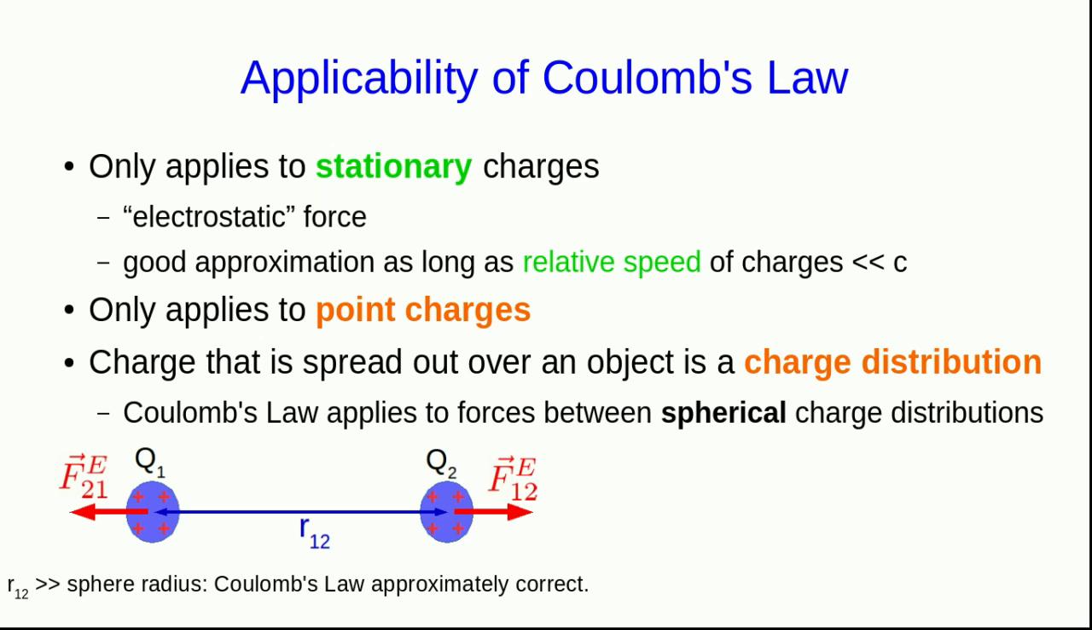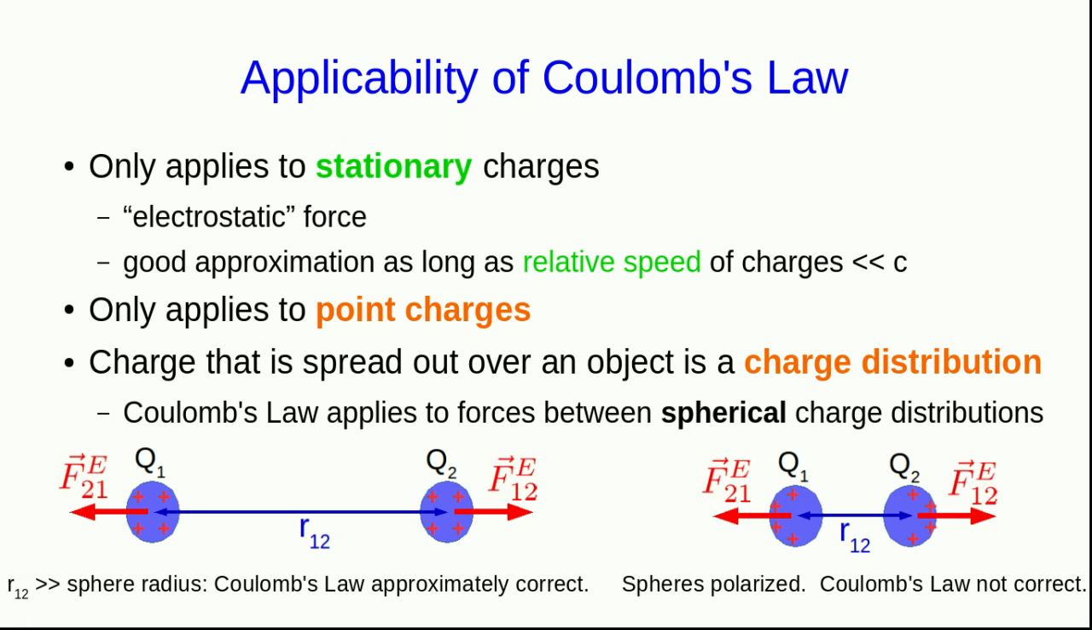However, especially if these objects are made of conducting material, as they come close to each other, they tend to polarize each other. This means that the charge distributions on them are no longer spherically symmetric, and so Coulomb's law is no longer correct for them because the distance between their centers is no longer the same as the distance between the centers of their charge distributions.